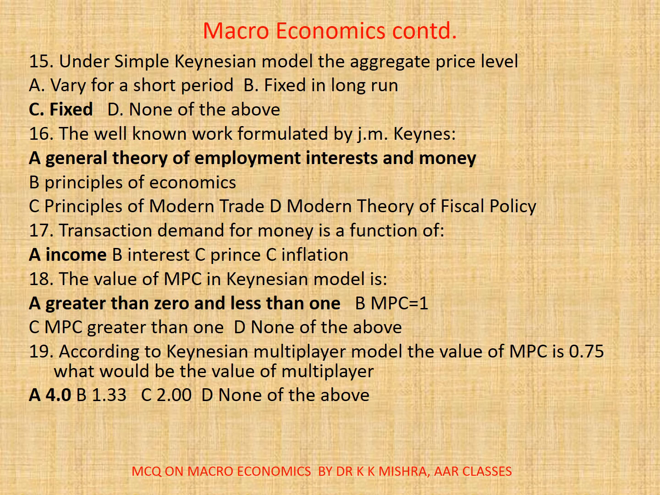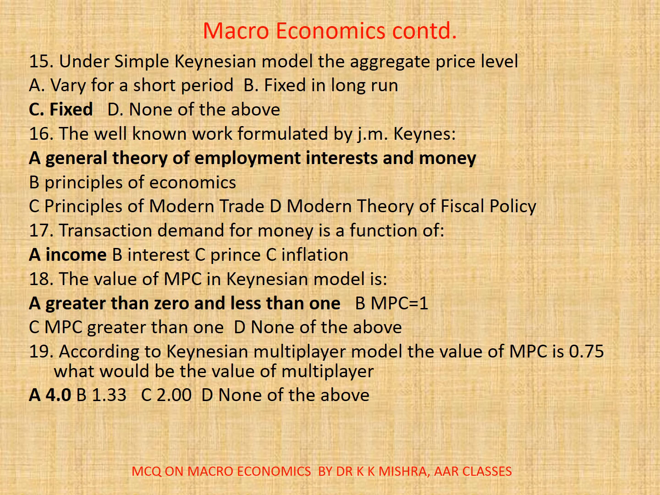Income. 18. The value of MPC in the Keynesian model is A. Greater than 0 and less than 1, B. MPC is equal to 1, C. Marginal propensity in fact greater than 1, or D. None. The correct option is A. Greater than 0 and less than 1.